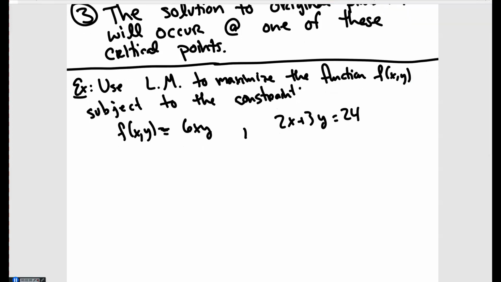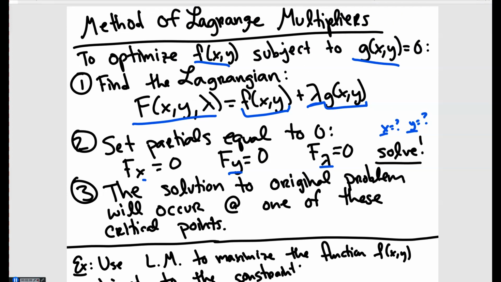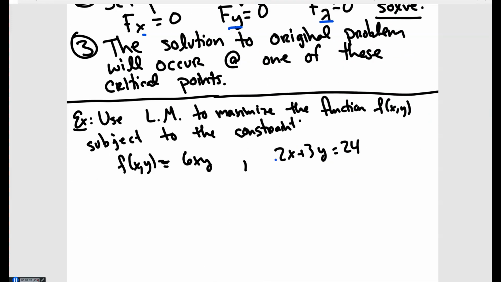The first thing that we want to do is set up the Lagrangian. Now, in order for me to set up the Lagrangian, I need an f of x comma y, which I do, but I need my g of x comma y to be equal to 0. Here's my g of x comma y, and this is not set equal to 0, so let me move the 24 over. So I'll have 2x plus 3y minus 24 is equal to 0.